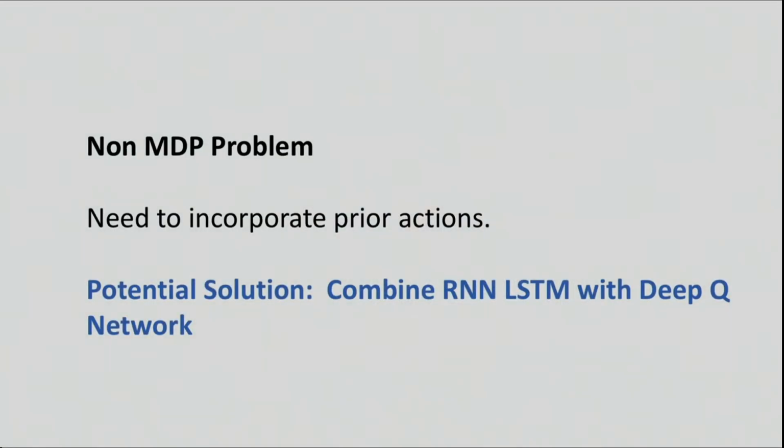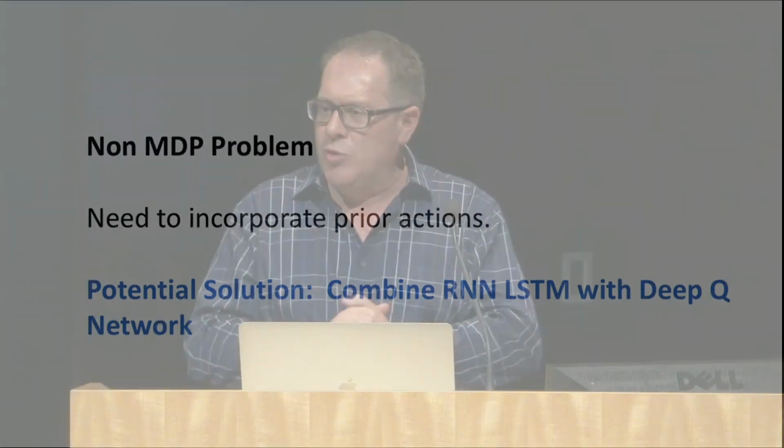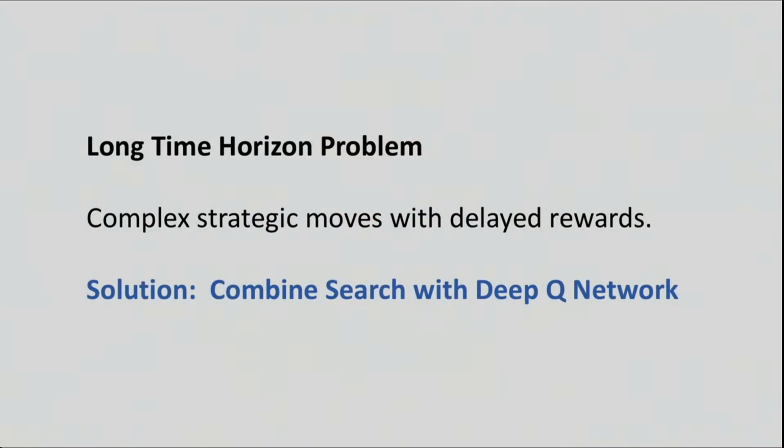So on the non-MDP problem, if you need to incorporate prior actions, you may want to think about one style of network we discussed earlier, which is the recurrent neural network, LSTM. Remember, it has some memory capability, and combining an LSTM with DeepQN might give you at least an initial framework that you can play with. If you have a long time horizon problem with strategic moves and delayed rewards, maybe you want to start thinking about developing a search tree that predicts Q values, for example.